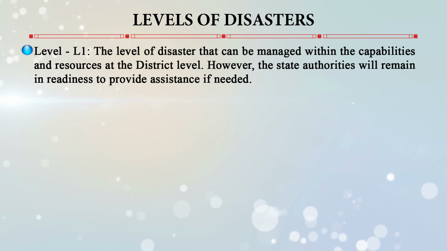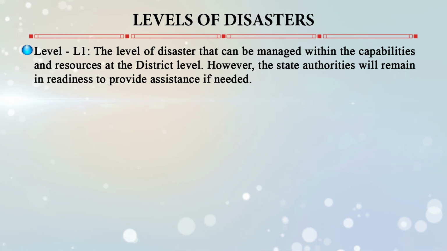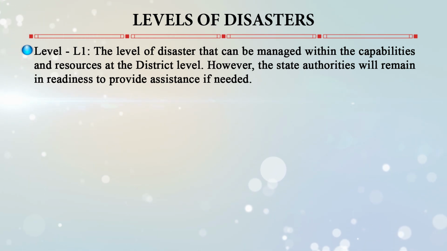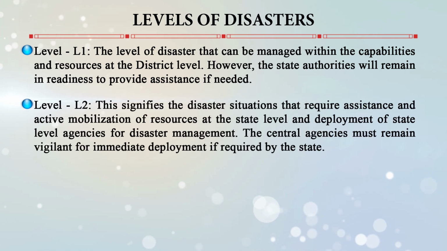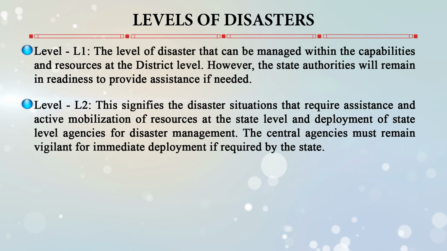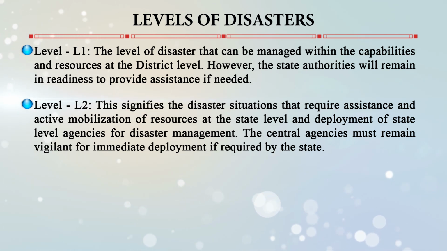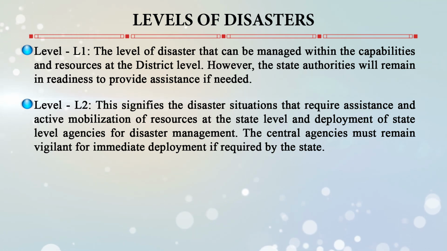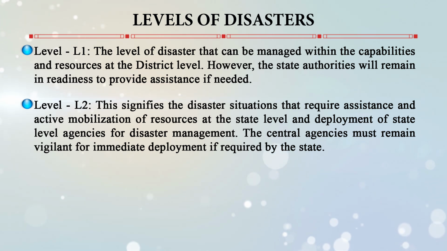Level 1, this is a level of disaster that can be managed within the capabilities and resources at the district level, but the state authorities will remain in readiness to provide assistance if required. Level 2, this signifies that the disaster situation requires assistance and active mobilization of resources at the state level and deployment of the state level agencies for disaster management. So, the central agencies must remain vigilant for immediate deployment if required by the state.